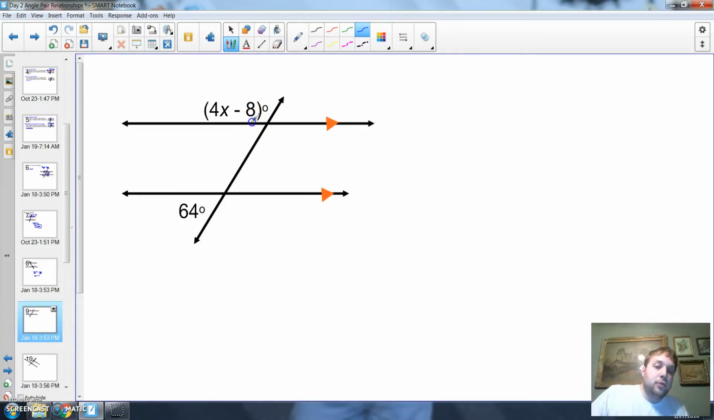This is obtuse. This is acute. So we could either figure out this obtuse angle here and match it up with the obtuse one, or we could say, remember, obtuse plus acute equals 180. All right? So there's a couple different ways to skin this cat.